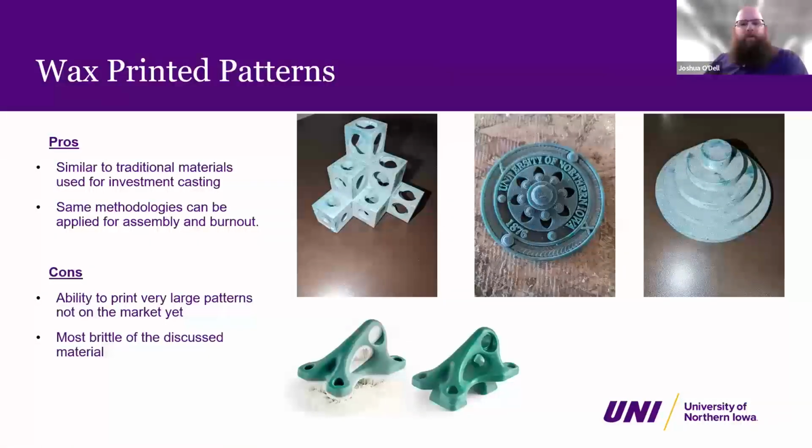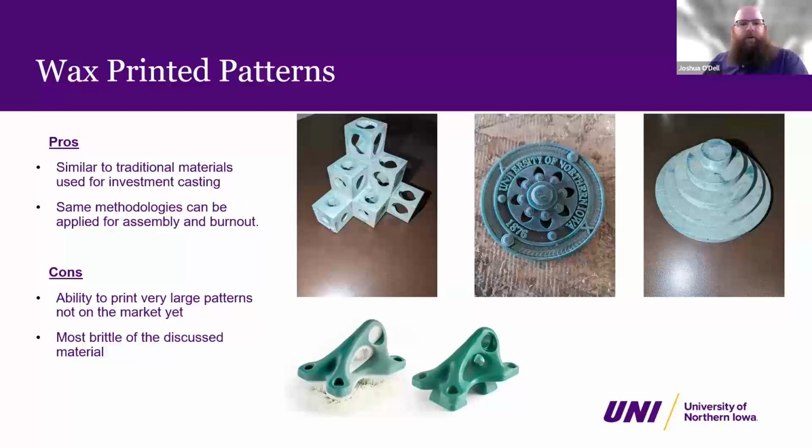So, wax printed patterns. A lot of people like using this, especially in the jewelry industry, where the printers aren't as large as, say, a PMMA printer. And it also matches your practices currently. This material is very autoclavable. It's very similar to the pattern wax that you're already using. You can use your same methodologies to develop these patterns. You don't have to worry about removing parts from a tool, for instance, which helps with a lot of complex shapes.